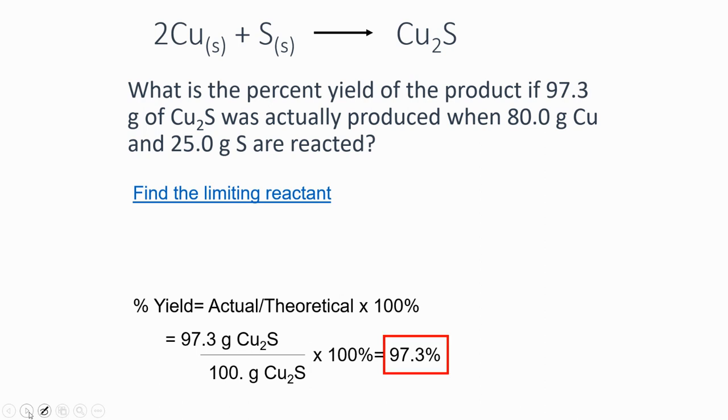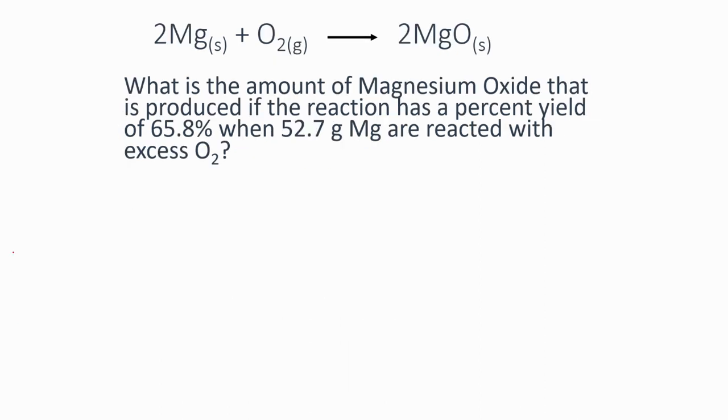Okay, we have one more example. This one's going to be a little bit tougher. It says, what is the amount of magnesium oxide that is produced if the reaction has a percent yield of 65.8% when 52.7 grams of magnesium are reacted with excess oxygen? In this case, we are going to use the percent yield formula to actually determine the amount that will actually be produced. So we're going to find that actual portion on the top.